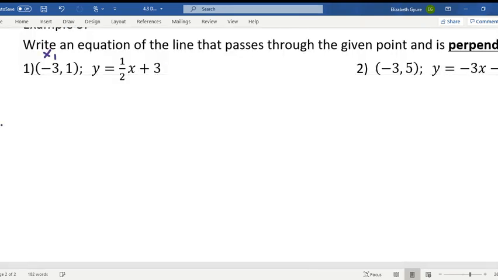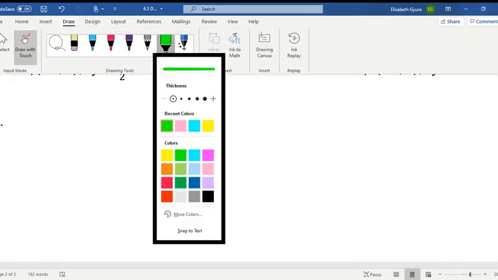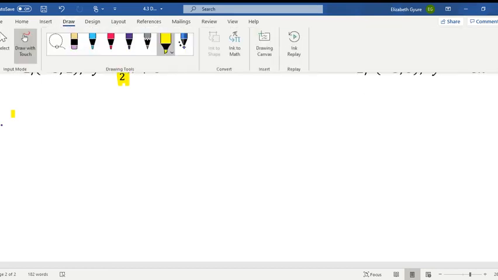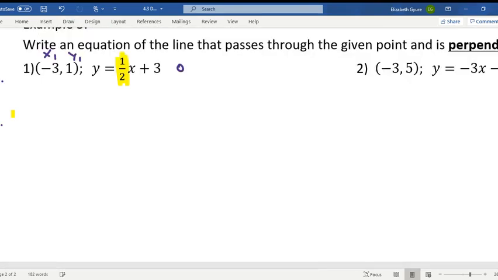Our point x1 is -3 and y1 is 1. Now, what is the slope of the line that it gives you? What number is the slope right now? 1/2. Okay, so the slope right now is 1/2. But if we're writing the equation of a perpendicular line, do we want to use 1/2? No, that would be if we were doing a parallel line, right? We need to figure out our opposite reciprocal slope. So we're going to write it off to the side. So I'm going to put opposite reciprocal, okay, just so we know what we're writing down.